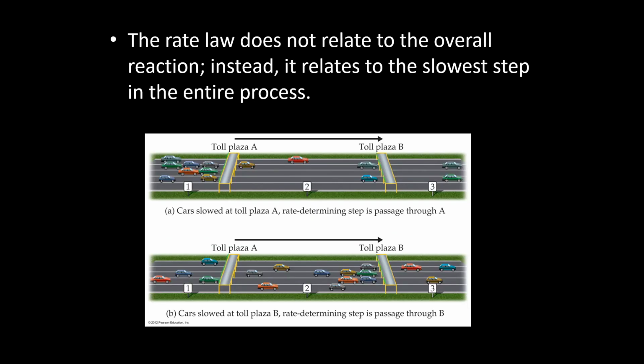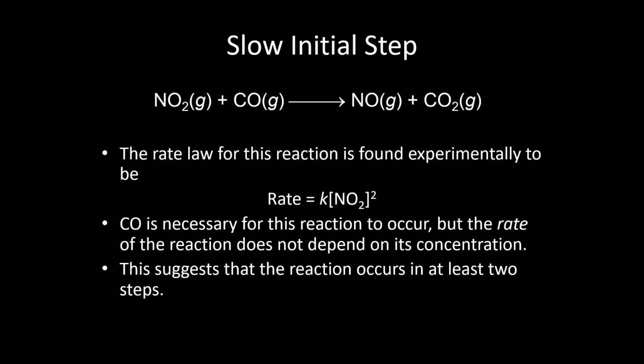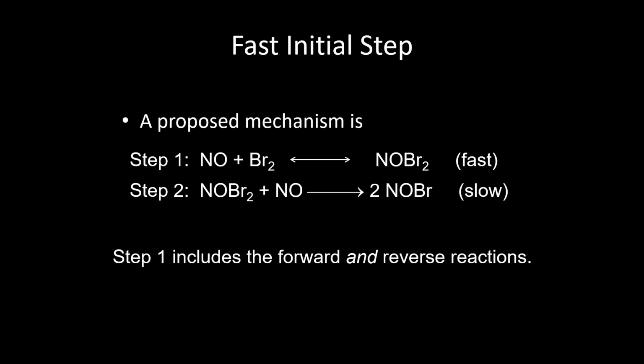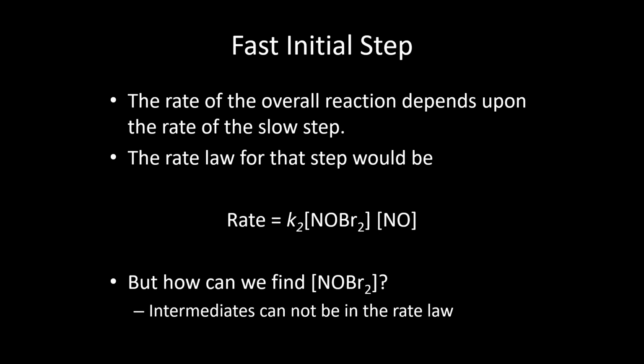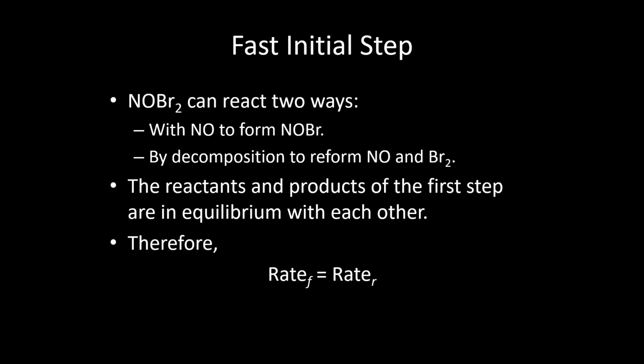So the last main topic of this chapter is reaction mechanisms, and looking at either two-step mechanisms that have a slow first step or a slow second step. So that would be a fast initial step, and working out what the rate law would be from those mechanisms. You need to know how to do this. It will be on the exam.